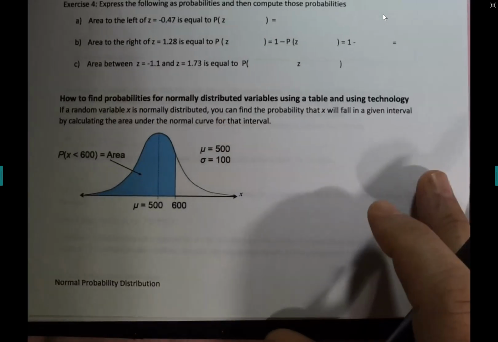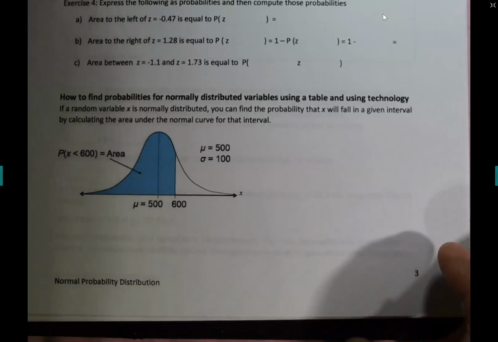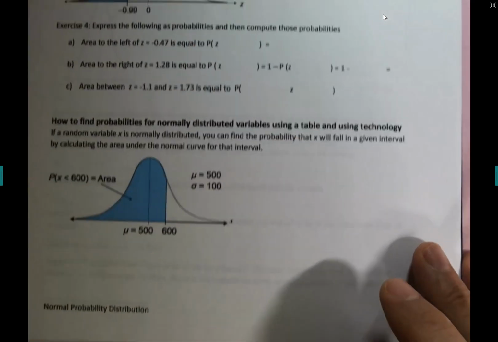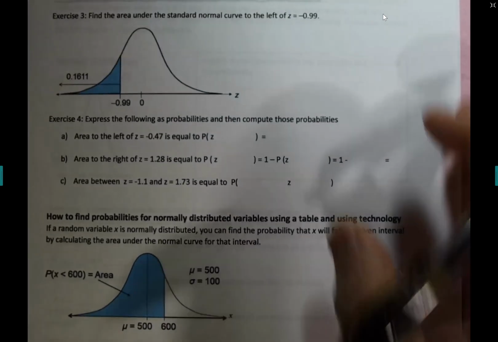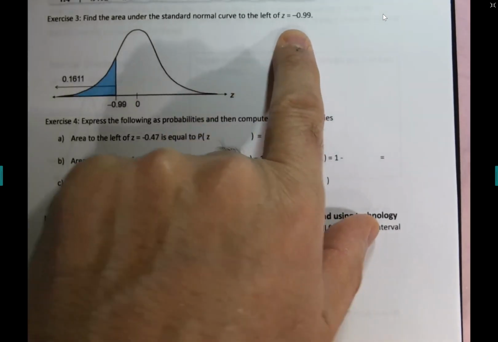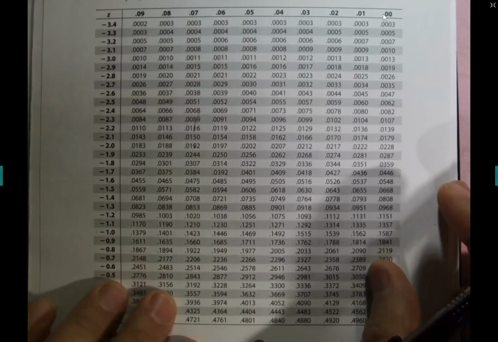All right. Next one. He wants me to find the area to the left. Well, I've already done the answer, but I'm just going to show you the math. To the left of z equals negative 0.99. Okay. Well, probably a question you want to ask me, what about technology? It's coming shortly. Negative 0.99, guys, to the left. So you just use the table as is.